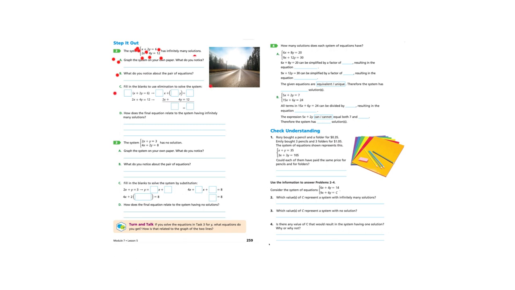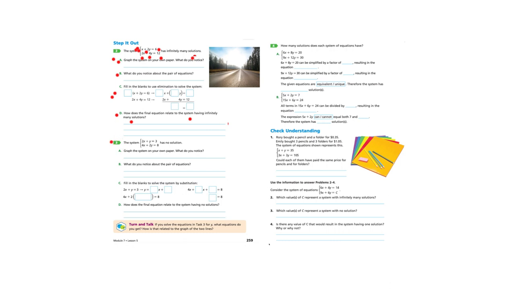C, fill in the blanks to use the elimination method to solve the system. So they give you the type of method they want you to use to solve. How does the final equation relate to the system having infinitely many solutions? So they tell you it has that, but then once you get your solution, you should be able to go back to the build understanding that you just looked at with those highlighted sections and see what that has to do with what they told you previously.